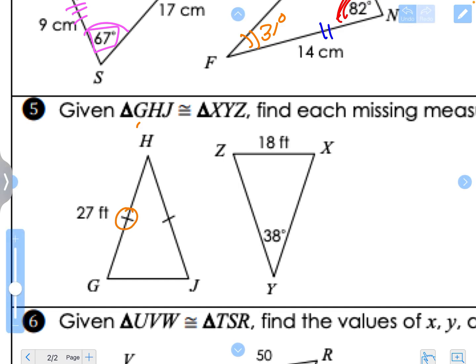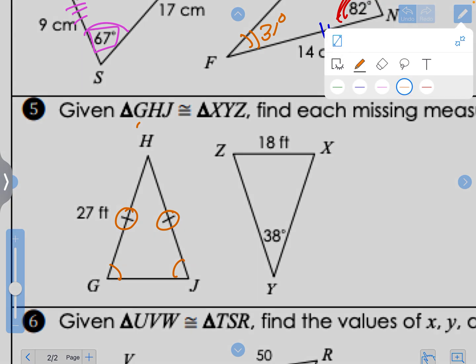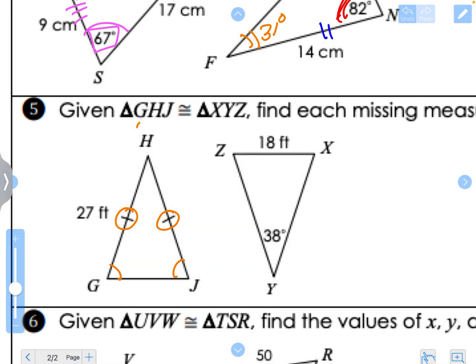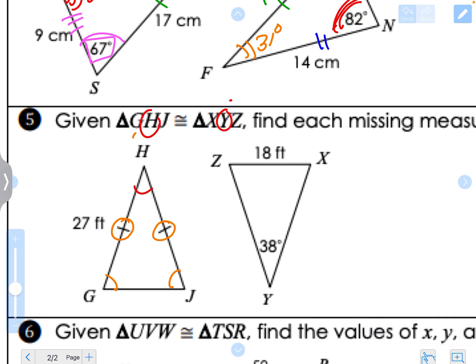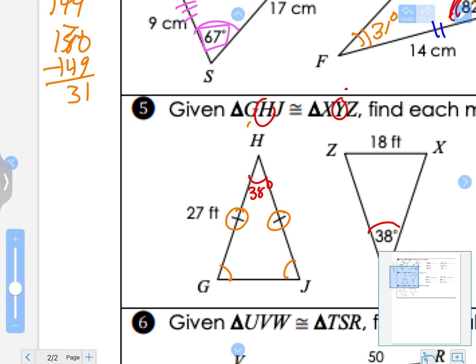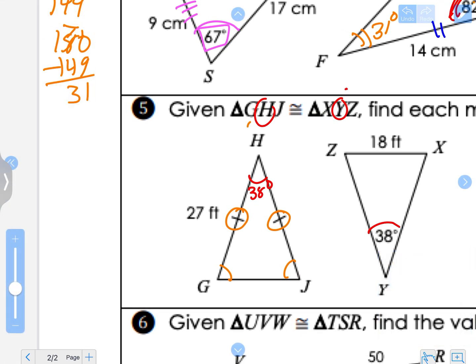All right, and one real quick thing that we need to talk about with isosceles triangles. With an isosceles triangle, if the two sides are congruent, I know that the two base angles are also congruent. So that's going to help us figure out our answer. So they gave me the measurement of Y. Y matches up with H. So I know that H is 38 degrees. And so now I know that G and J and Z and X are congruent because I know that they are isosceles triangles.